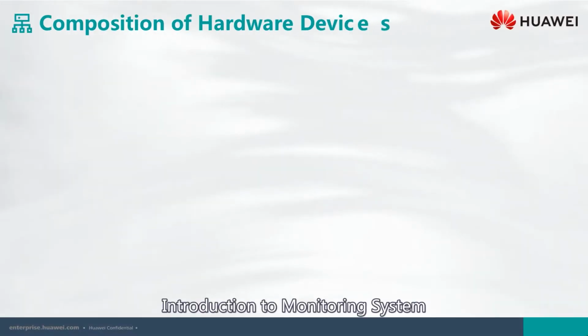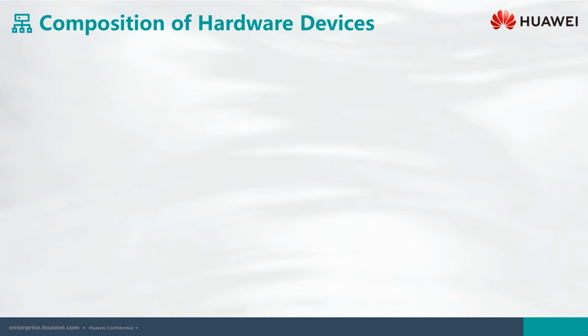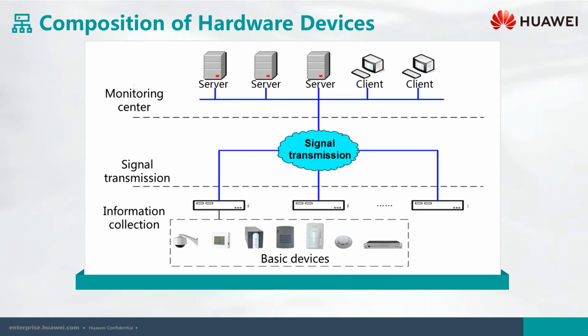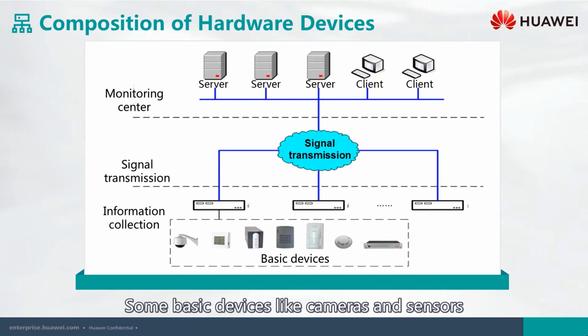Introduction to Monitoring System, Hardware and Software Architecture. In this section, we introduce the hardware structure of the monitoring system. Some basic devices like cameras and sensors are shown at the bottom of the picture.